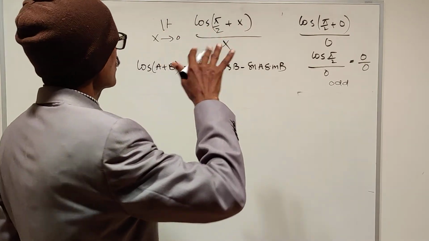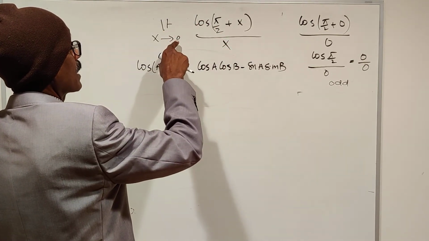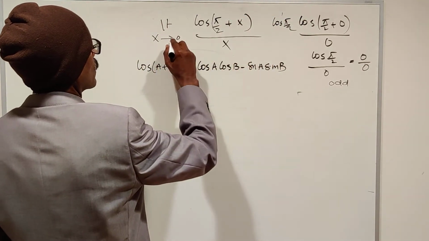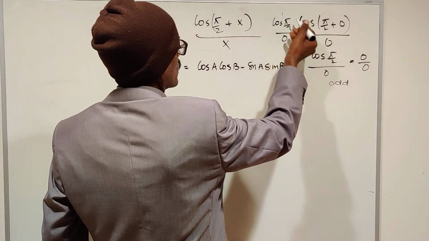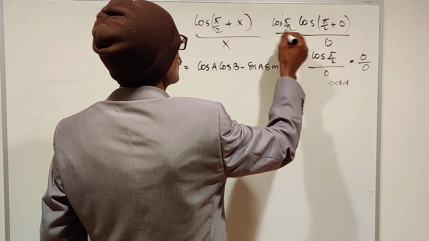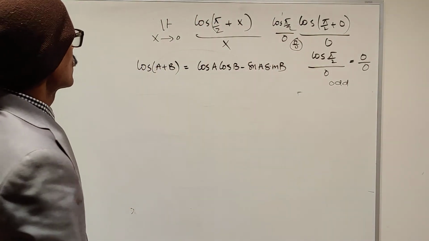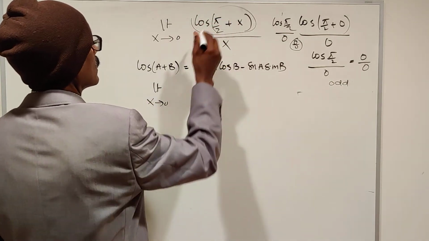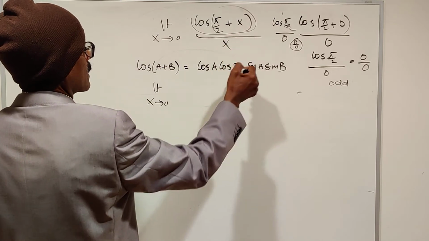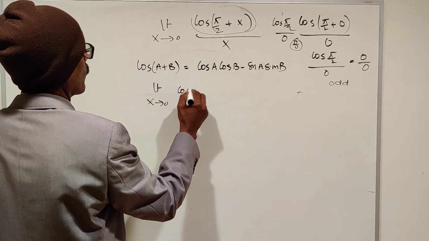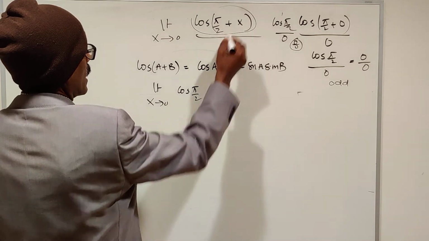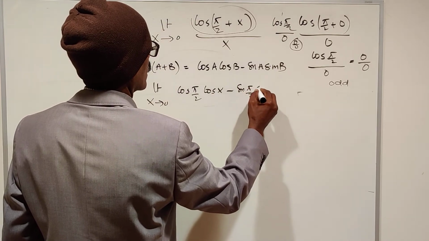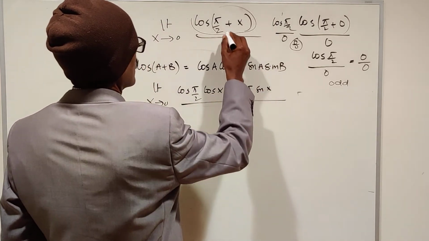First I forgot one thing. First substitute, plug the value here, cos pi by 2. See, x is 0, divided by 0. What is cos pi by 2, cos 90? Cos 90 is 0, so it is 0 by 0 form. So there is a limit value for this function. So limit x tends to 0, just apply the formula here. A is pi by 2, B is x. Cos pi by 2 cos x minus sin pi by 2 sin x, divided by x.